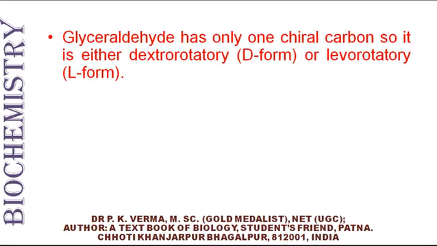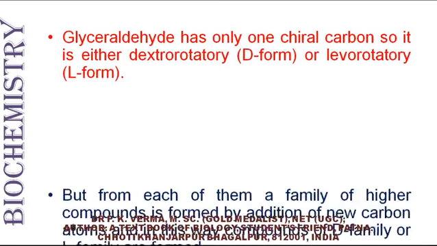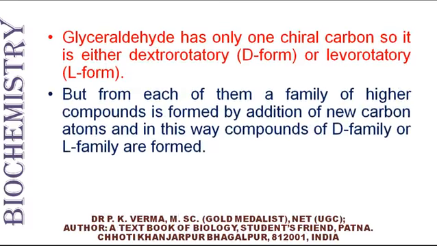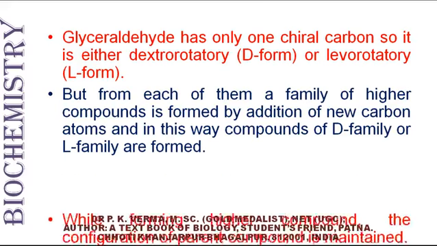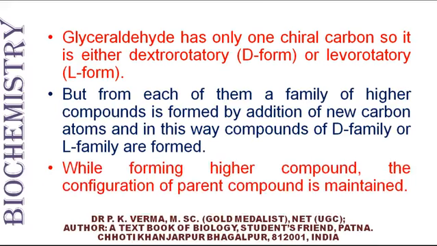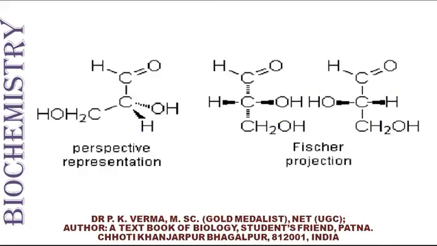Glyceraldehyde has only one chiral carbon, so it is either dextrorotatory D form or levorotatory L form. But from each of them, a family of higher compounds is formed by addition of new carbon atoms. In this way, compounds of D family and L family are formed. While forming higher compounds, the configuration of the parent compound is maintained.